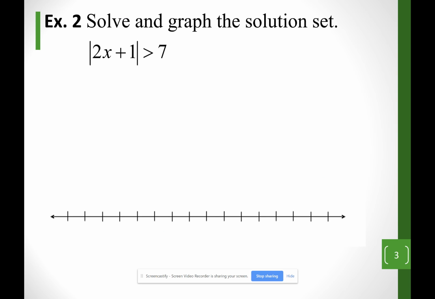Now, let's take a look at inequalities. Same thing, kind of like how we did with equations. We're going to split it into two questions here. My first one, I'm just going to go 2x plus 1 is greater than 7, just as I see it without the absolute value bars. Now, my other inequality I'm going to solve is 2x plus 1 is less than negative 7. So notice I flipped the sign and I flipped the arrow and I changed the sign of my number at the right. Now solve each inequality the way we always do.